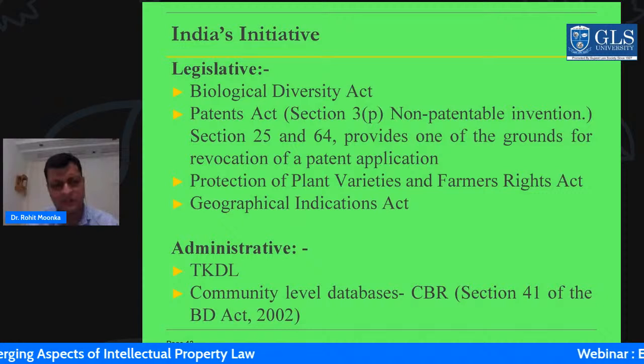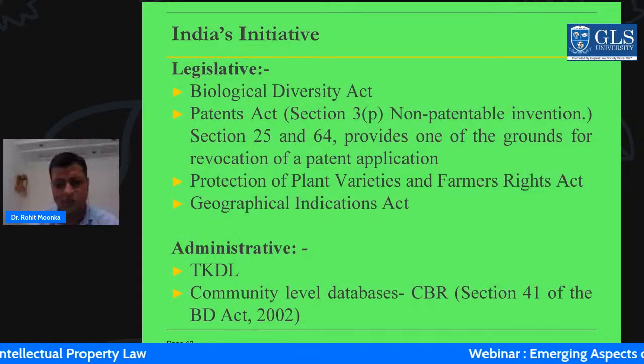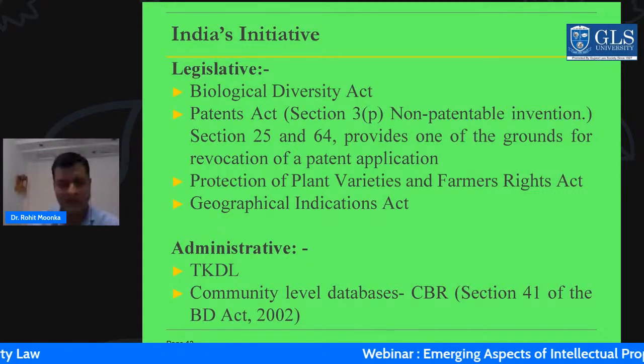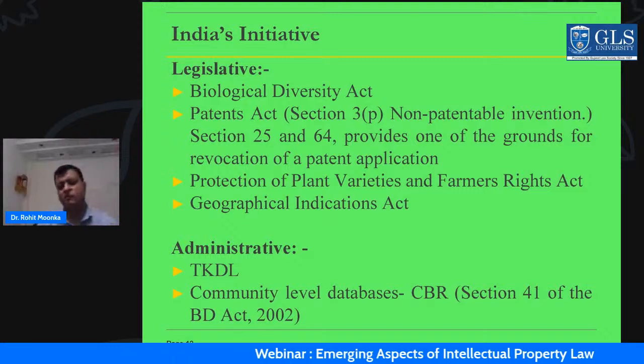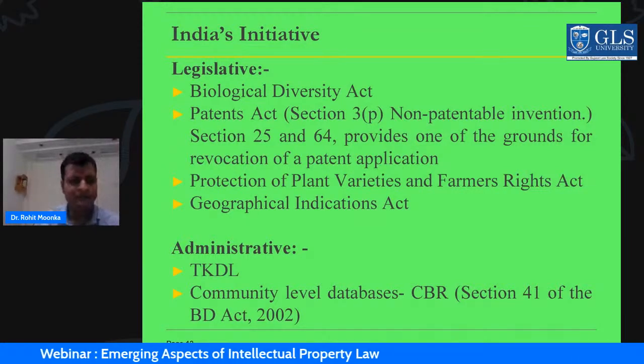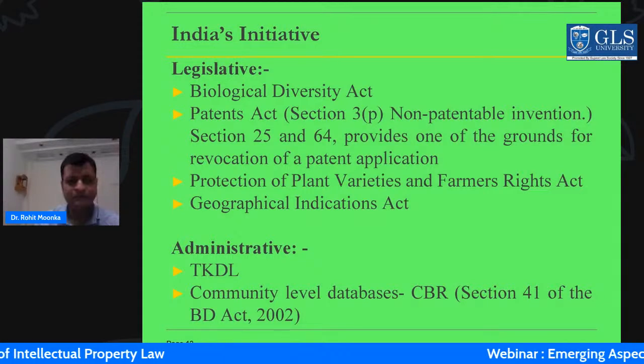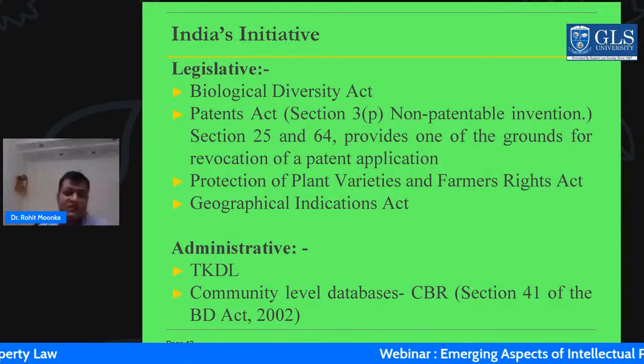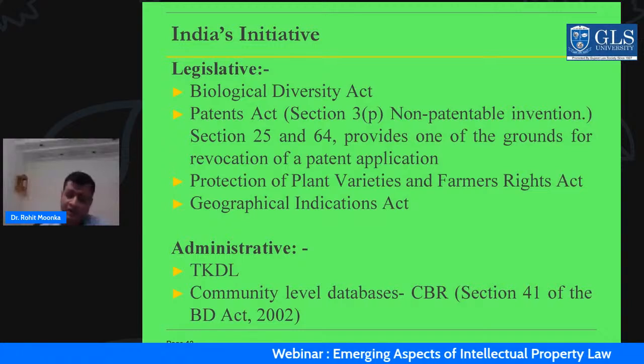And as you know, documentation has its own merits because that acts as a defensive tool against the grant of any monopoly right over it. So broadly speaking, these are the measures, both legislative and administrative, which India has taken over a period of time.